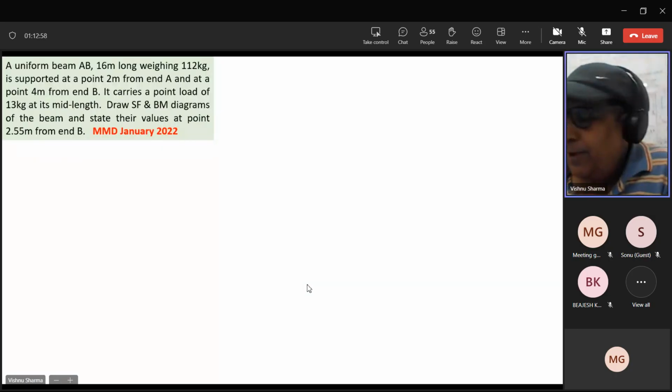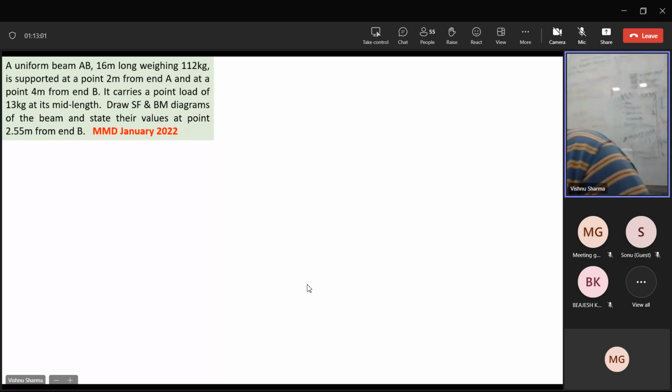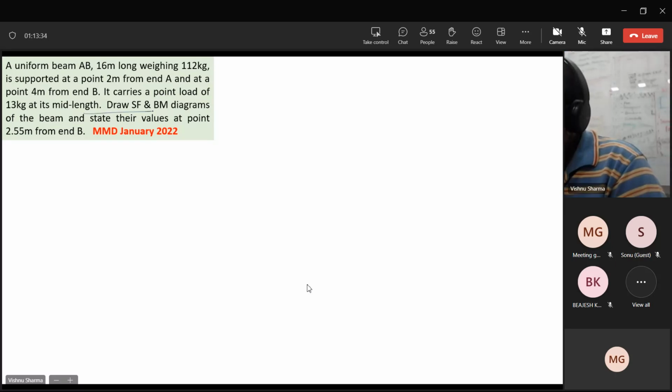Okay. Here is MMD 2022. A uniform beam 16-meter long, weighing 112 kg, is supported at a point 2 meters from end A and at a point 4 meters from end B. It carries a point load of 13 kg at its mid-length. Draw the SFBM diagrams of the beam and state their values at the point 2.55 meters from end B. So leave the last part completely. This part you can leave out for the time being. Once we get both the diagrams, we'll come to this later.